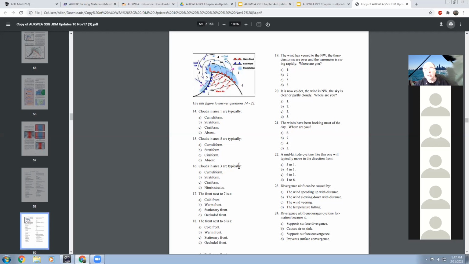Sorry I didn't pick on you earlier, Brian. A mid-latitude cyclone like this one will typically move in the direction from? A, 5 to 1. Correct. A is correct. Good job, Brian.